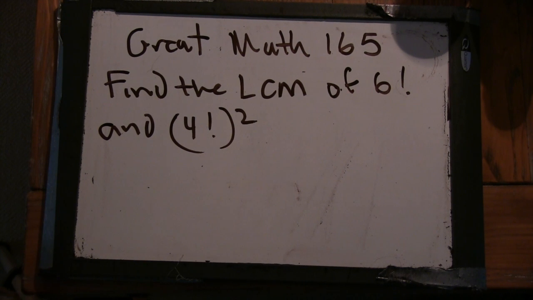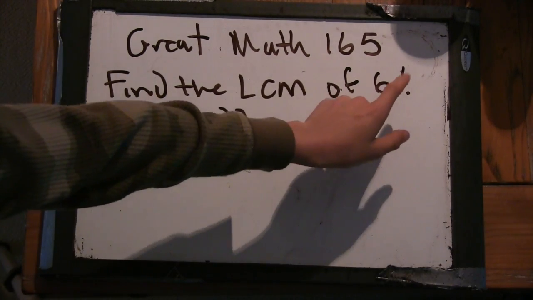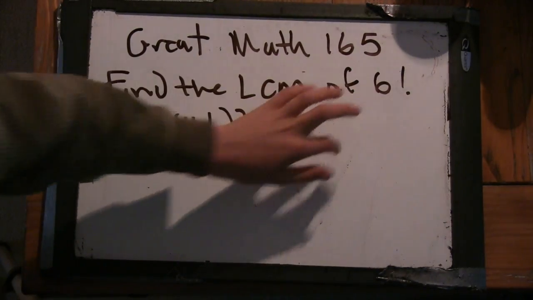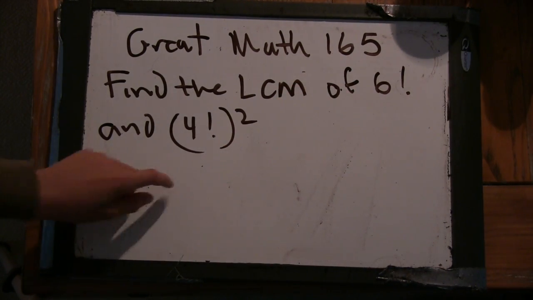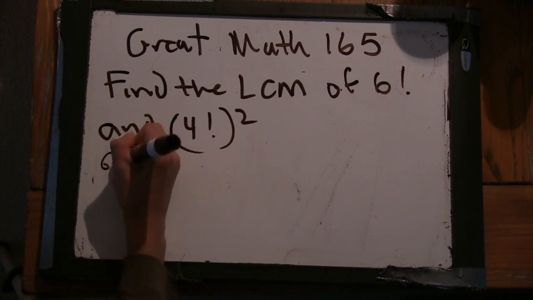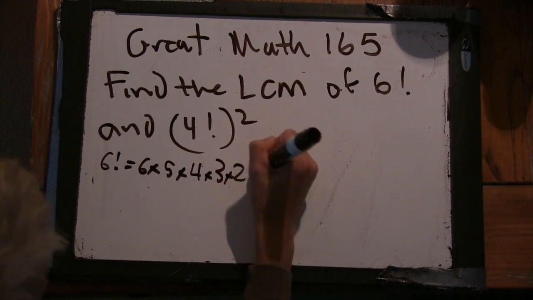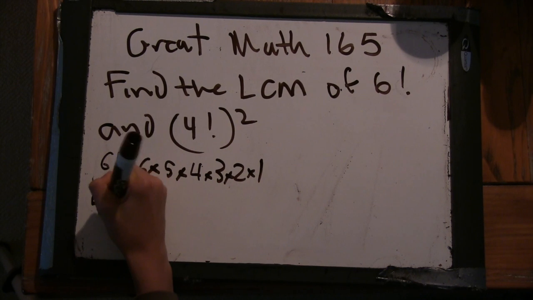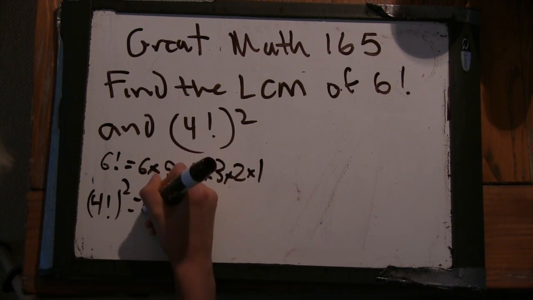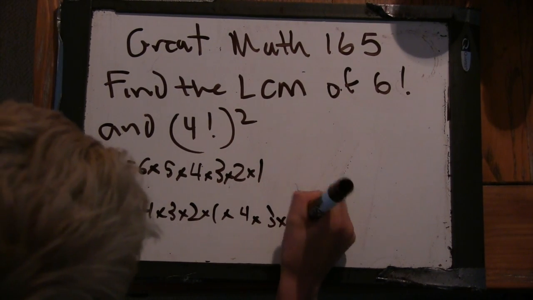Well, we have to find the least multiple of both of these numbers. The least common multiple of both those. Okay. All right. So 6 factorial is 6 times 5 times 4 times 3 times 2 times 1, and then 4 factorial squared is 4 times 3 times 2 times 1 times 4 times 3 times 2 times 1.